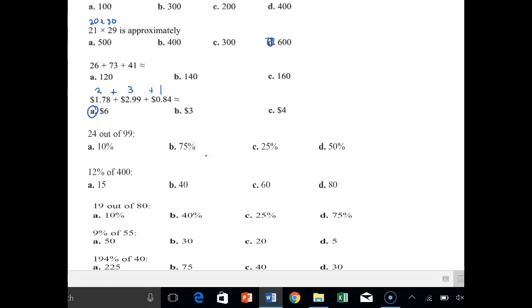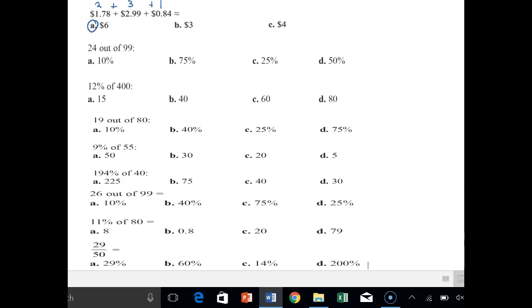Now these last ones, sorry about that. These last ones, again, you're going to want to round and try to get a percentage out of it. So 24 out of 99, right? So really we could say, okay, what benchmarks do we actually know? We know that 24 is pretty close to 25 and 99 is pretty close to 100. So 24 out of 99 is pretty close to saying 25 out of 100. And obviously we know that is 25%, right?